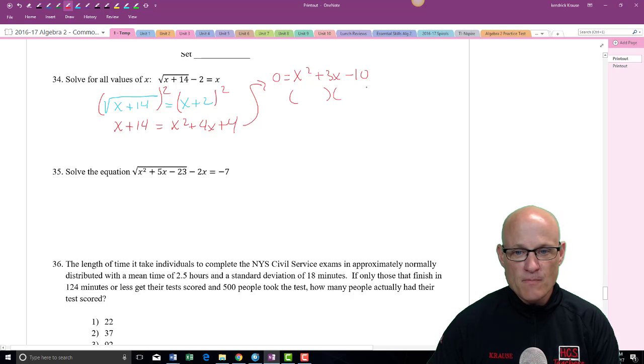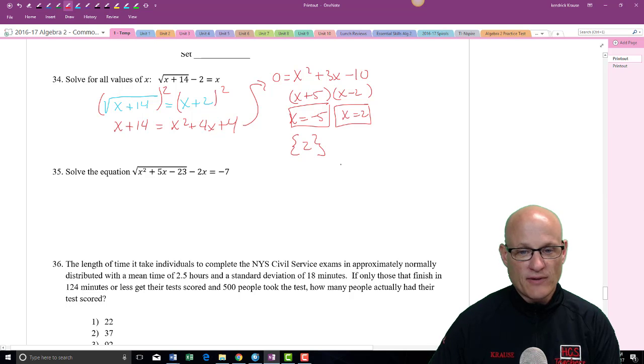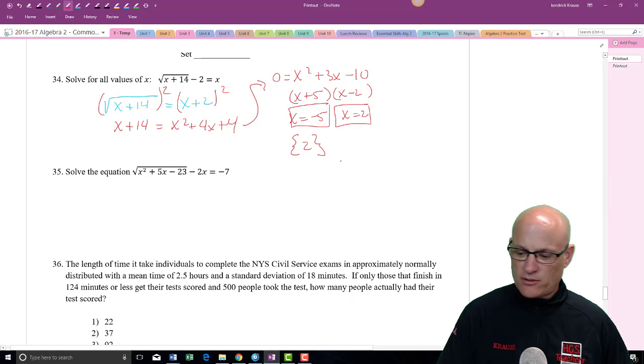Factoring is pretty simple. x plus 5, x minus 2. So I get two answers: x equals negative 5 and x equals 2. When you check this one, and I'm going to save myself some time, negative 5 doesn't work. It's not always the negative, but in this case, negative 5 does not work.